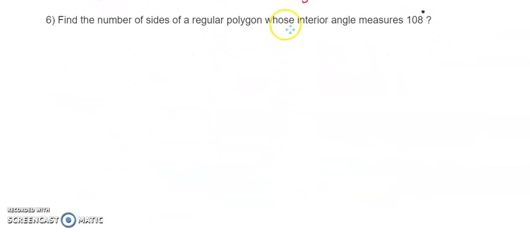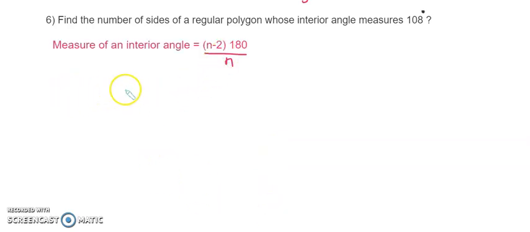The measure of the interior angle is 108. So let's put the value here. 108 is equal to (n minus 2) into 180 divided by n.